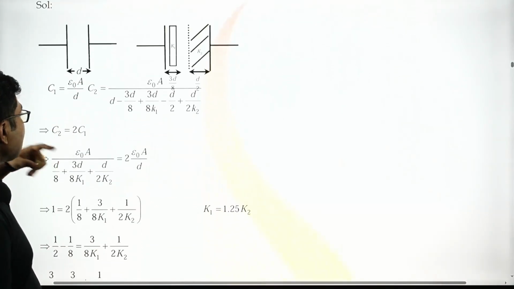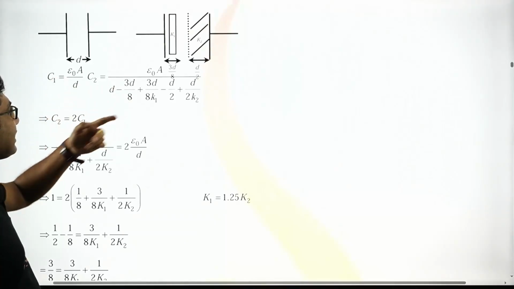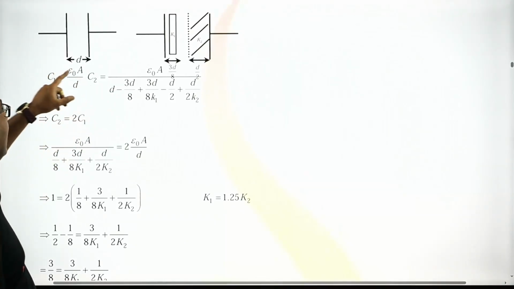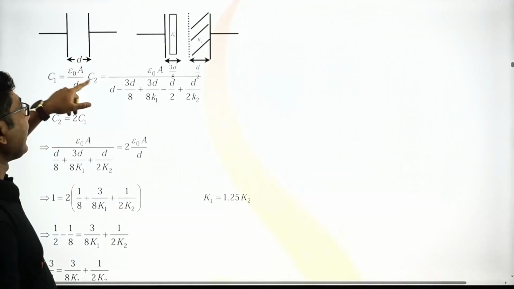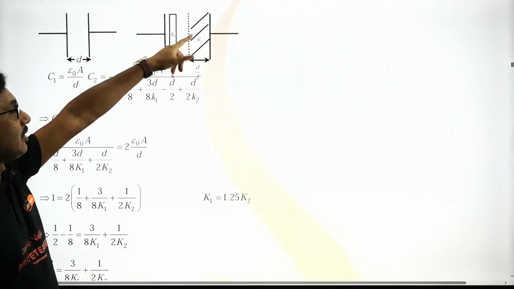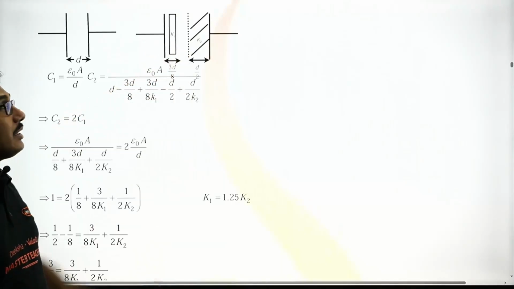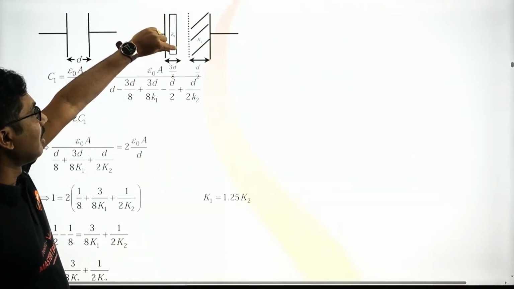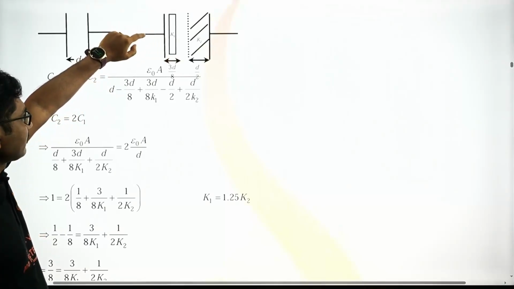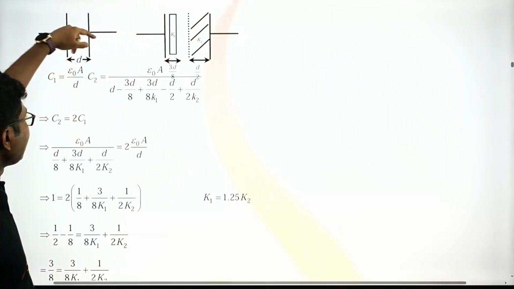So obviously what you have to do, you have to calculate the capacitance of the individual capacitors. First C1 is epsilon naught A by d. Now here, when you are considering these plates, it will give you 3 different capacitors. Okay, there is some overlap in the picture, sorry for that.